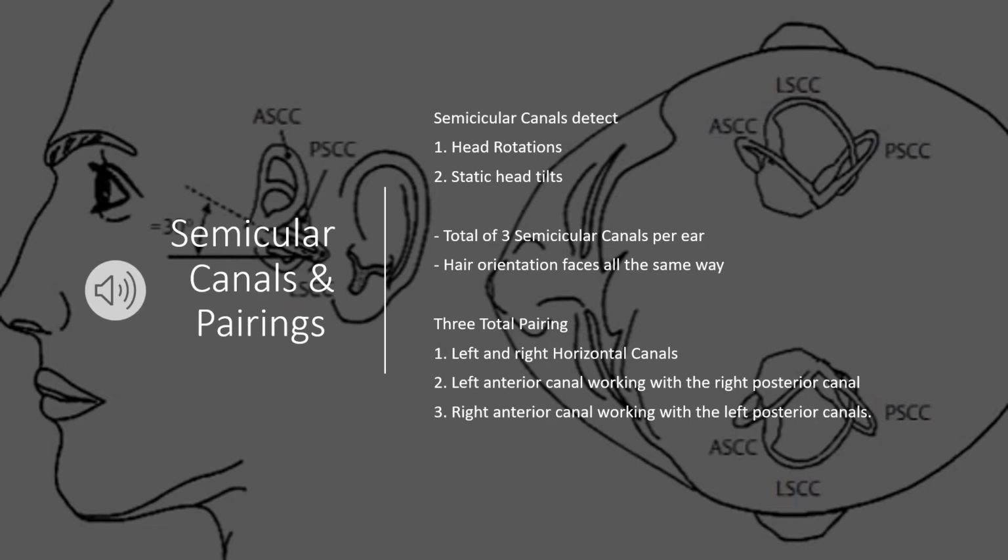When one side of the pair starts to fire, the firing rate of the other half of the pair changes, having a reverse effect on one another. So when one side depolarizes, the other side hyperpolarizes.